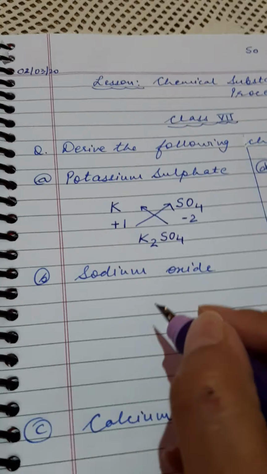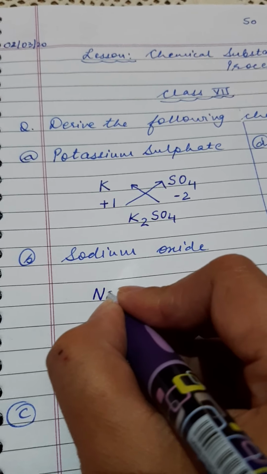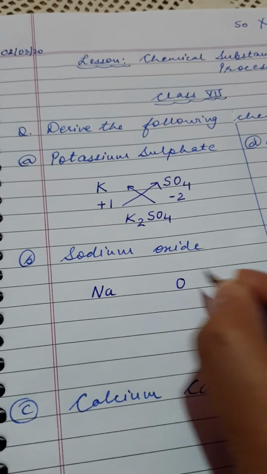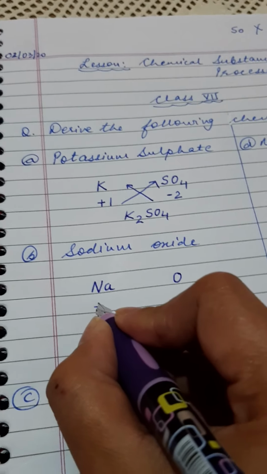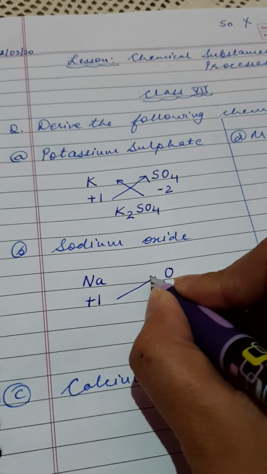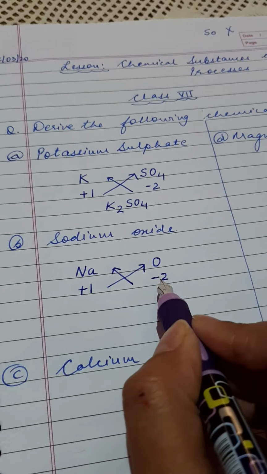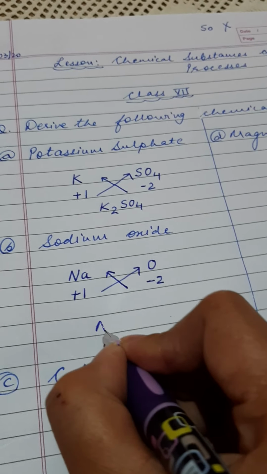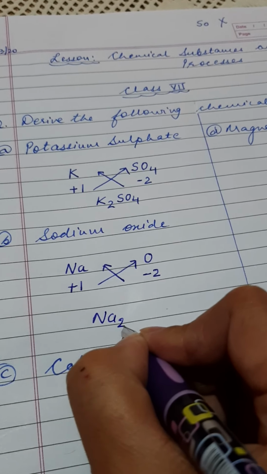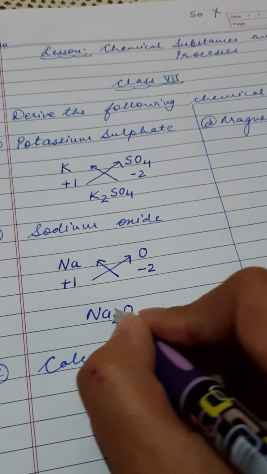So the next one is sodium oxide. Sodium. So the formula symbol is Na, oxide O. Charges: 1 positive charge, 2 negative charges. Cross multiply. Now the first one, sodium is multiplied by 2. So you get Na2. Oxygen is multiplied by 1. So you get O, oxygen. So this becomes sodium oxide.